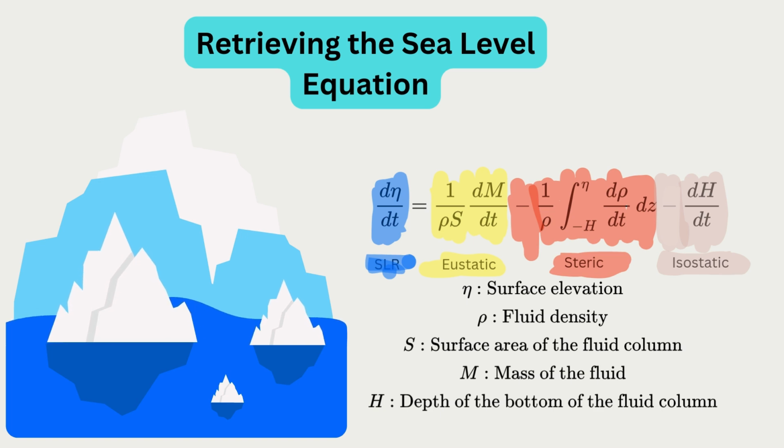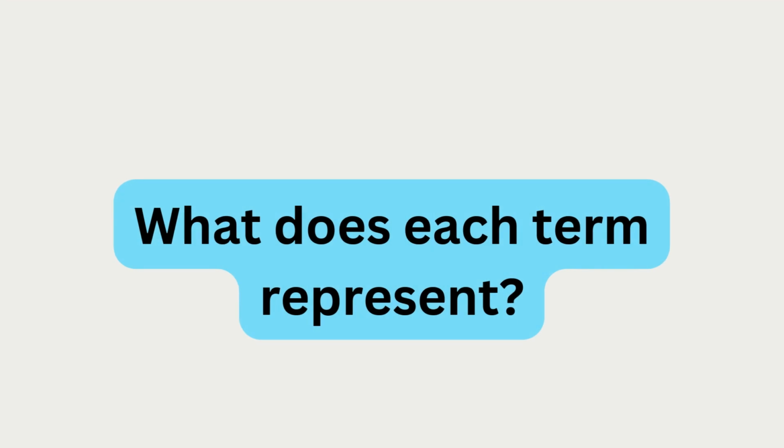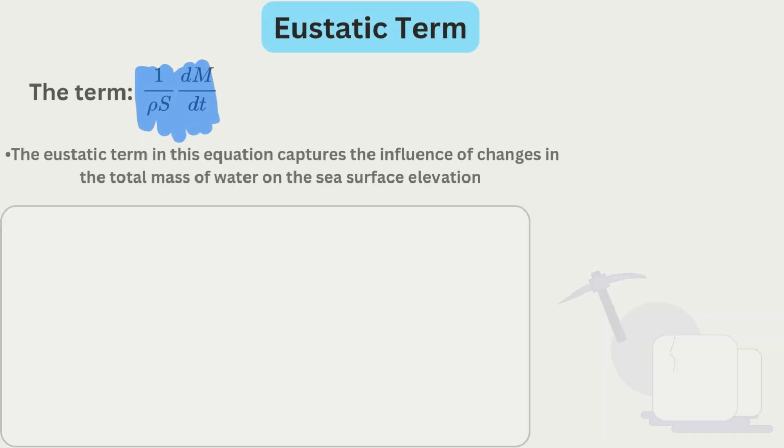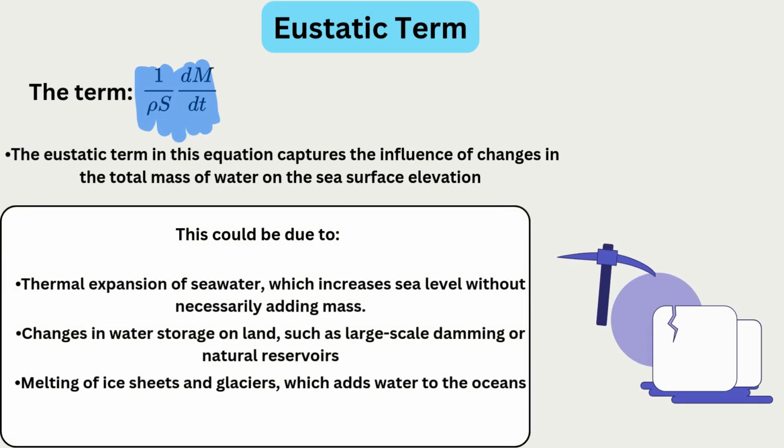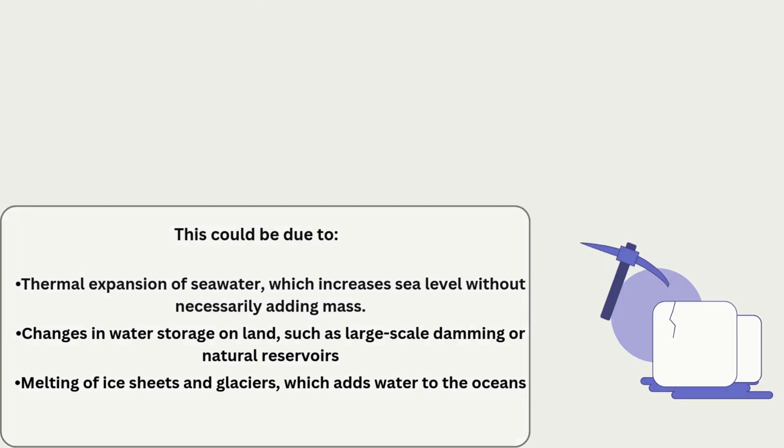So the question we need to ask ourselves is this: what does each term represent? So the first term is called the isostatic term. And the isostatic term in this equation captures the influence of changes in the total mass of water on the sea surface elevation. This could be due to thermal expansion of seawater, which increases sea level without necessarily adding mass, changes in water storage on land, such as large-scale damming or natural reservoirs, melting of ice sheets and glaciers, which adds water to the oceans. So here's an example of that happening here.